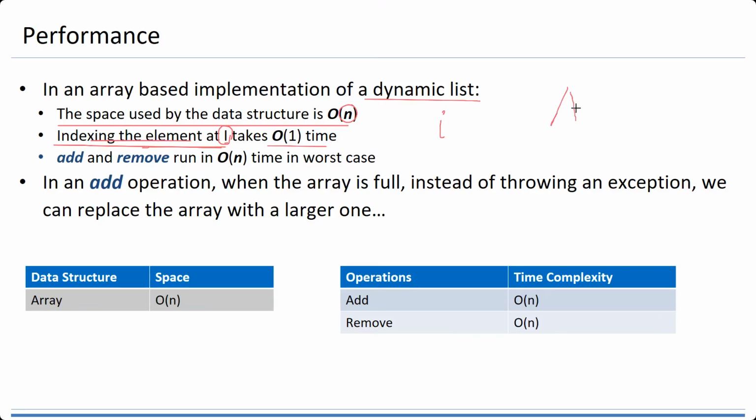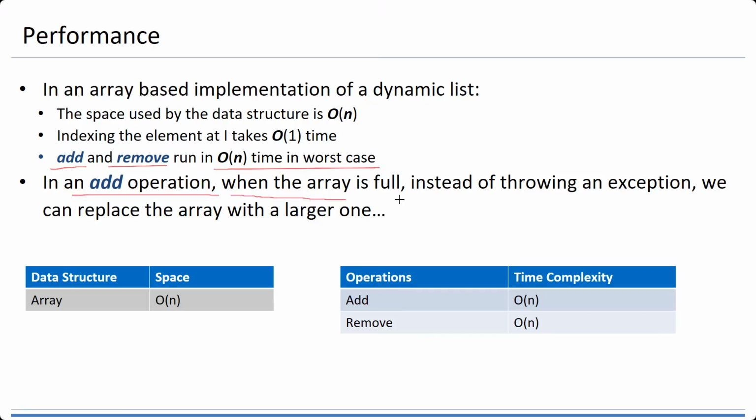For example, I want to check what is the element at index 0. So this is one time. I want to check what is the element at index 5. So this is one time. This is only one time. But if I want to add or remove, it will give you O(n) time. This is in the worst case.